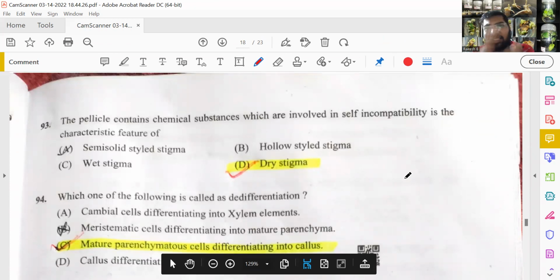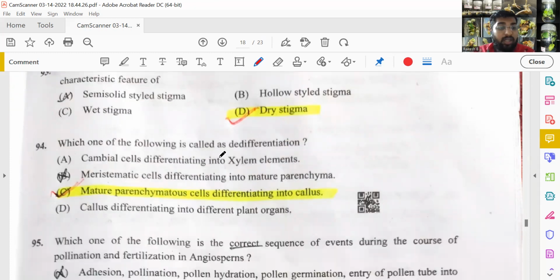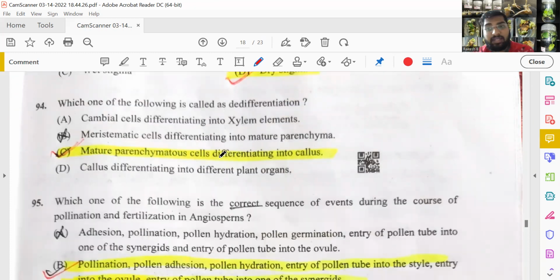Pellicle is a protein layer that is found in the dry stigma. This is a bit of a depth question. You should know what is wet stigma, dry stigma and all. And which one of the following is de-differentiation? The development of callus from the parenchyma cell. Parenchyma cell is a permanent tissue. The permanent tissue again converts into meristematic tissue, and this meristematic tissue continuously divides. That is the meaning of de-differentiation. So that is your right answer. Option C, meristematic parenchyma differentiating into callus, is de-differentiation.